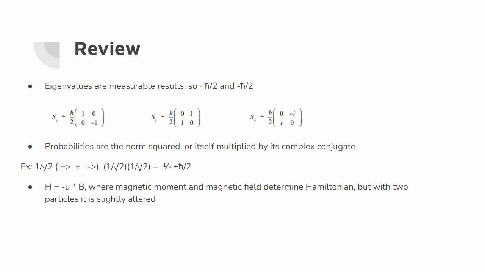Lastly, the Hamiltonian. We know from class that the Hamiltonian has a component of the magnetic moment and the magnetic field that the particle is subject to. And keep in mind that this equation for the Hamiltonian is for one particle. We'll see Trevor's slides where it's detailed how the Hamiltonian looks with multiple particles in spin one half.